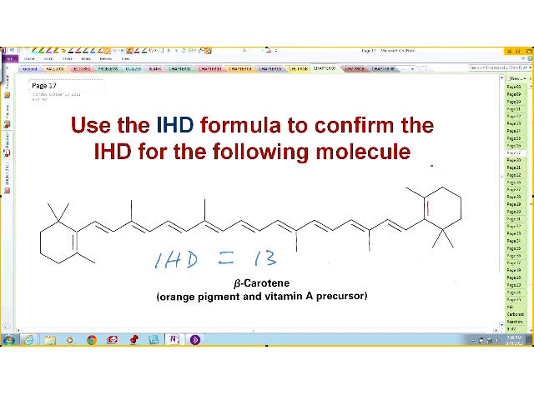But if I gave you the formula and I say calculate the IHD, then you don't see this structure. You have to do the calculation. If I give you the molecular formula for this molecule, then you have to do the calculation.